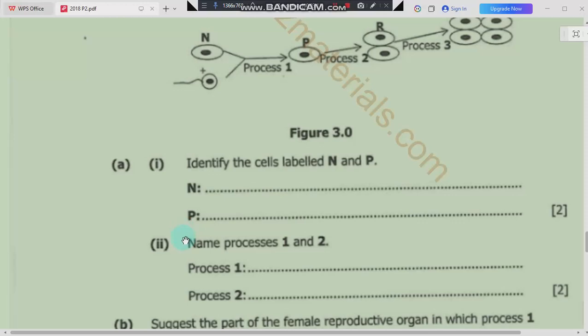So the question says name process 1. We said process 1 is fertilization. Process 2 is mitosis, where two daughter cells are produced.